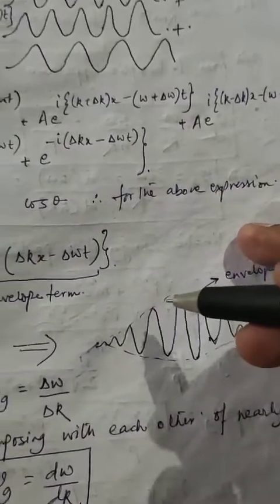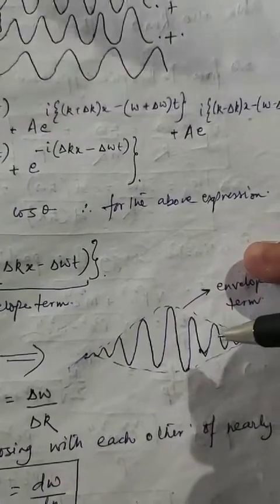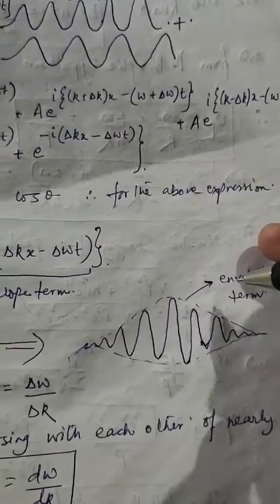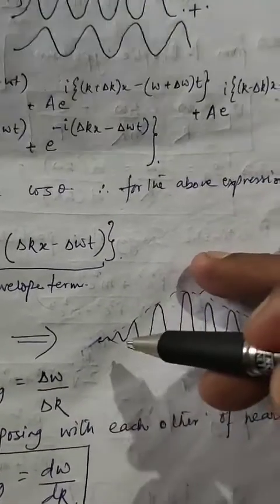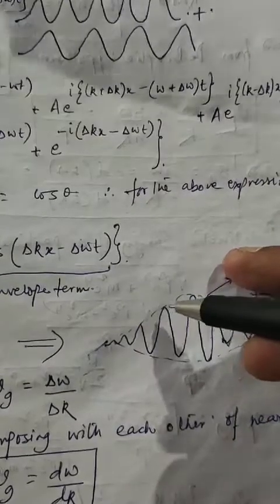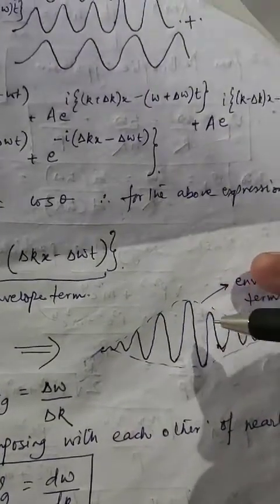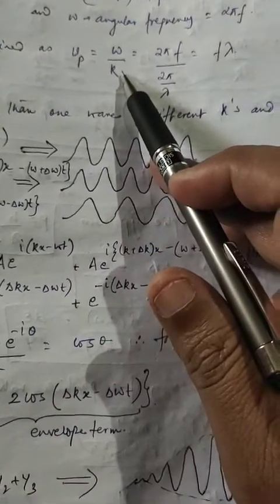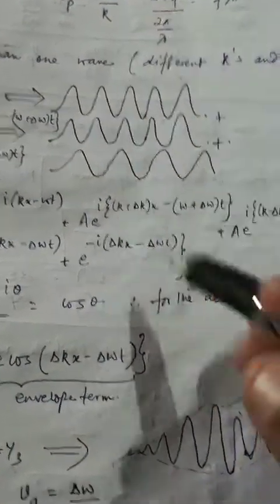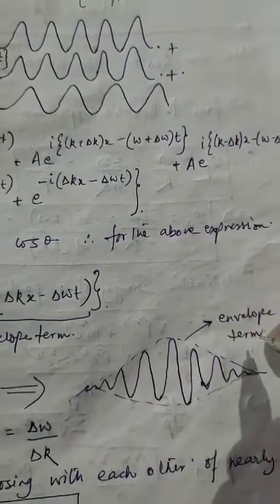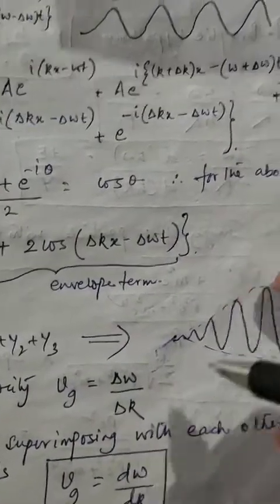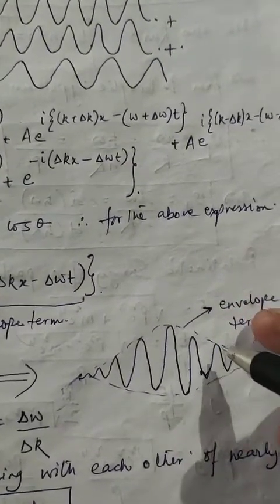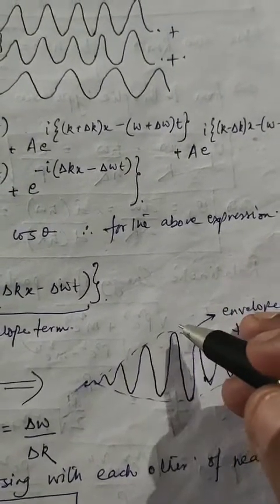And I told you that by superimposing waves of different frequencies, we will get a wave packet. This was the envelope term. So remember, the oscillation inside this packet moves at the phase velocity Vp, and this packet itself moves at the group velocity. So phase velocity is the velocity of the waves underlying the envelope, and group velocity is the velocity of the envelope itself.